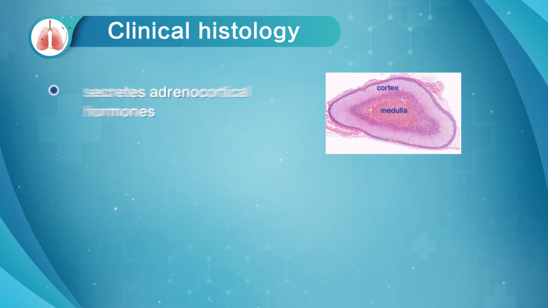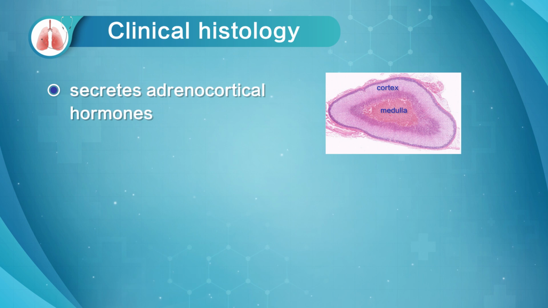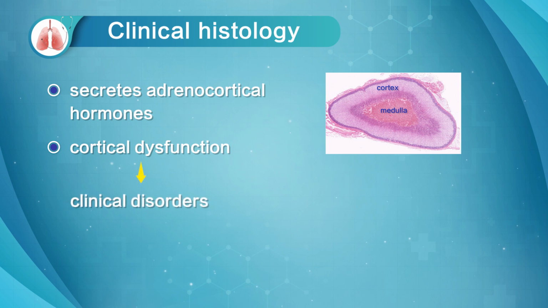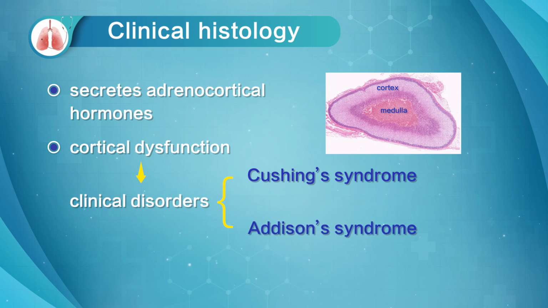The adrenal cortex secretes adrenocortical hormones consisting of a mixture of several types of steroids. Cortical dysfunction, known as hyperadrenal or hypoadrenal, can cause clinical disorders such as Cushing's syndrome and Addison's syndrome, respectively.